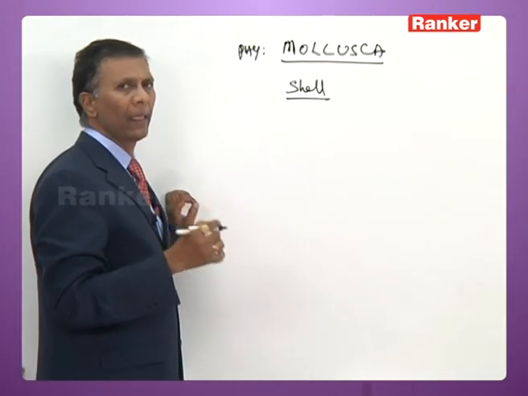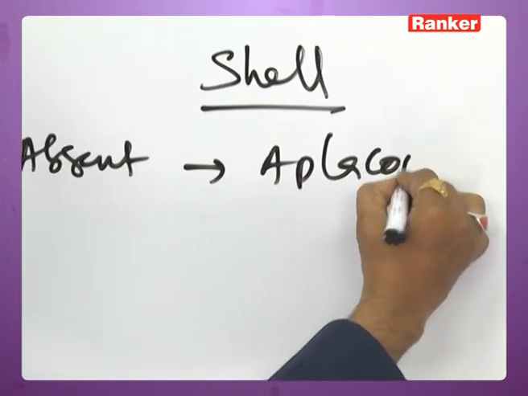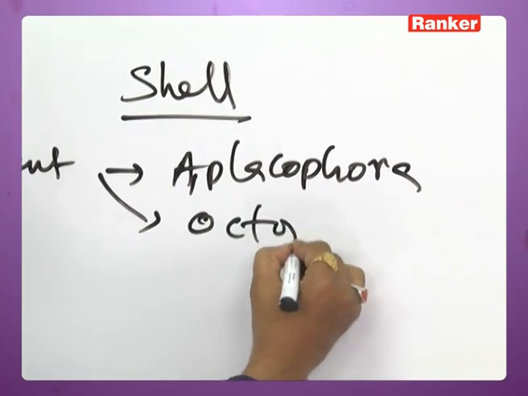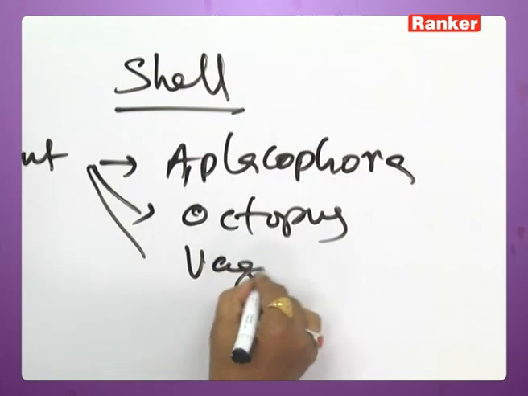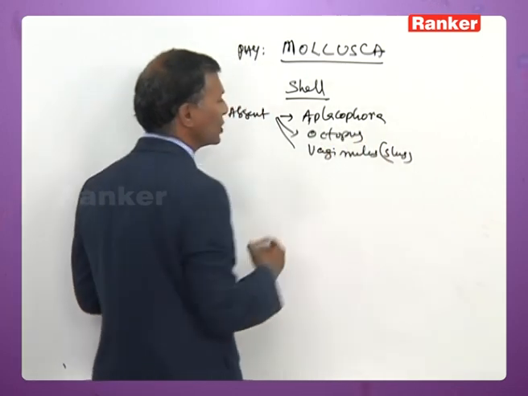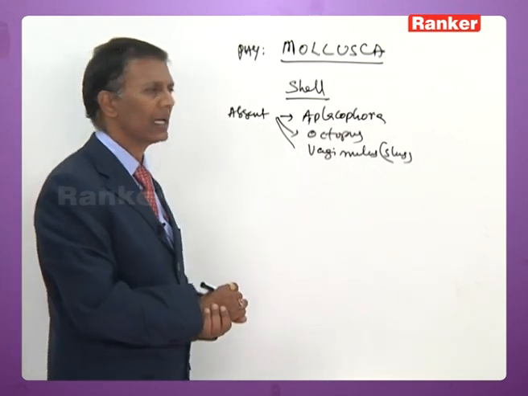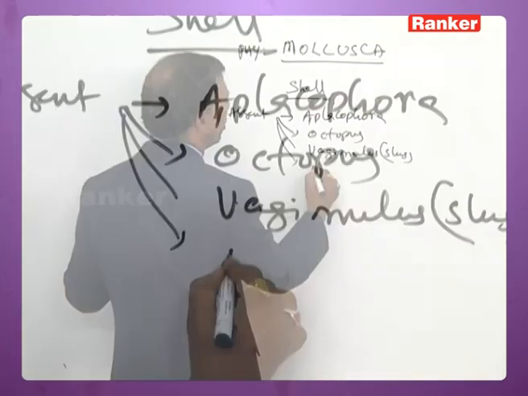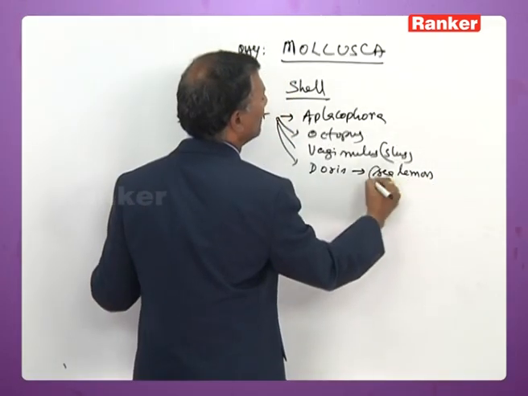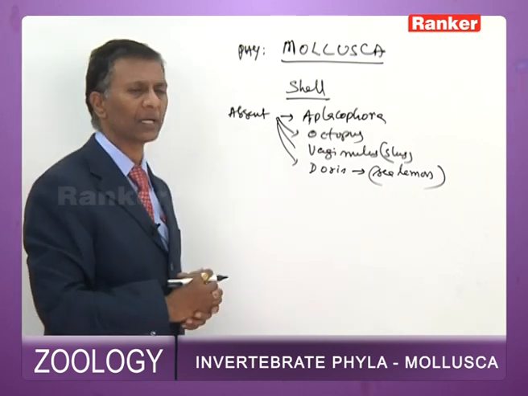Now the shell in mollusca is absent in Aplacophora, octopus, vaginulus, which is commonly called a slug and belongs to gastropoda, and doris, which is commonly called sea lemon. So in all of them, shell is absent.